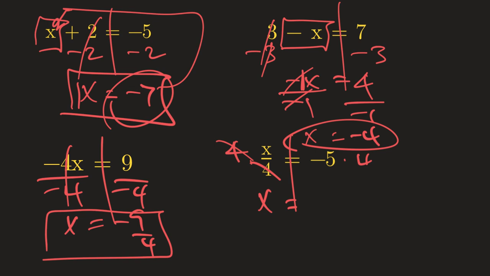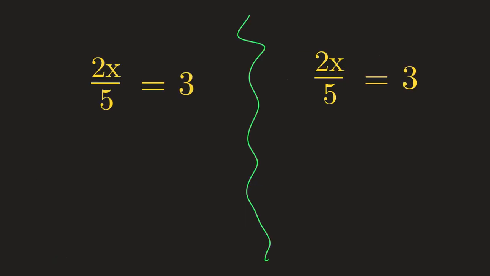Negative 5 times 4 is? Positive or negative? Negative 20. Okay? All right? Questions here on any of these examples? Can I go to the next slide? Okay.